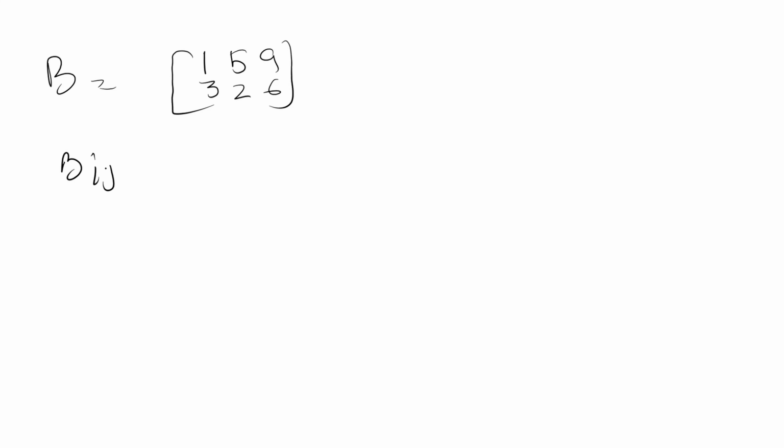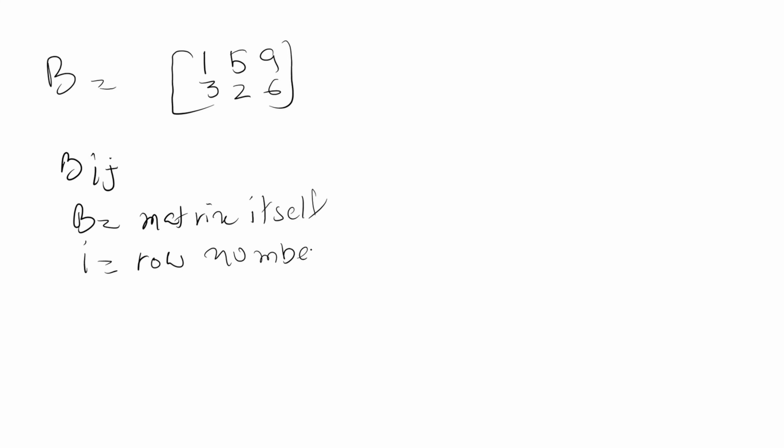Let me take a matrix here, say B equals 1, 5, 9, 3, 2, 6. Now these 1, 5, 9, 3, 2, 6 are the entries or elements of a matrix, and they are represented using this notation Bij, where B is the matrix itself, and i being the row number, and j being the column number.